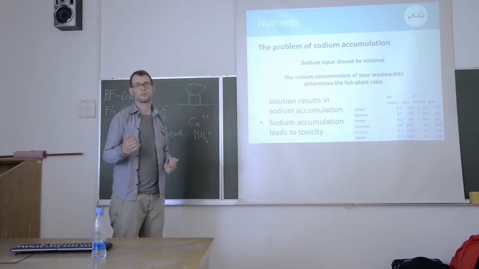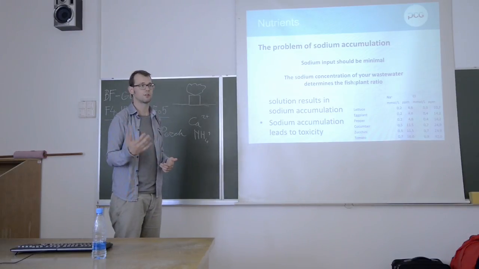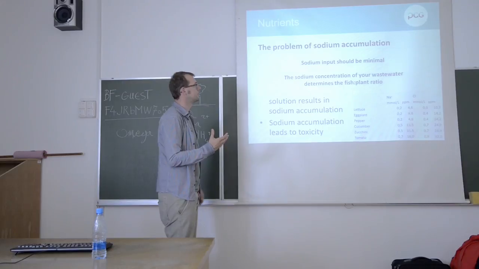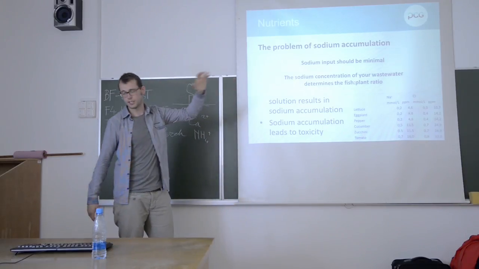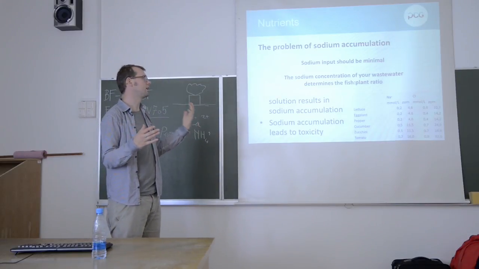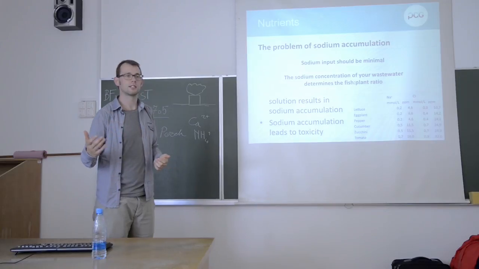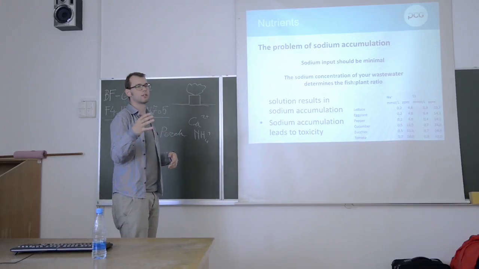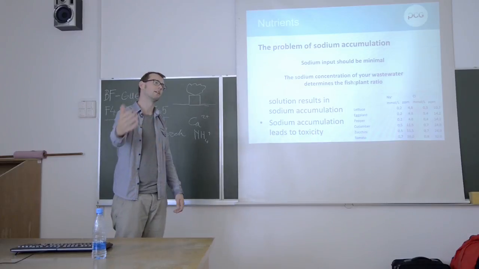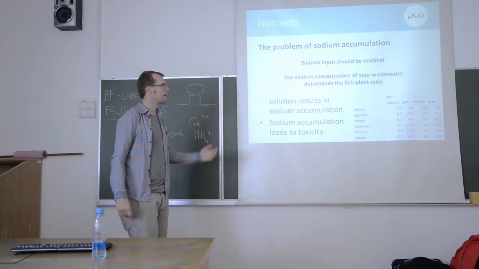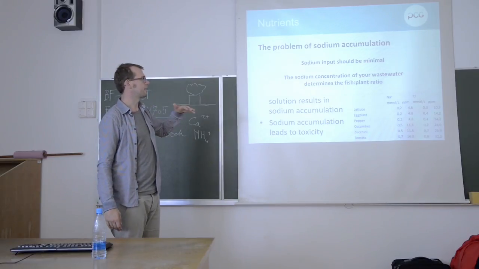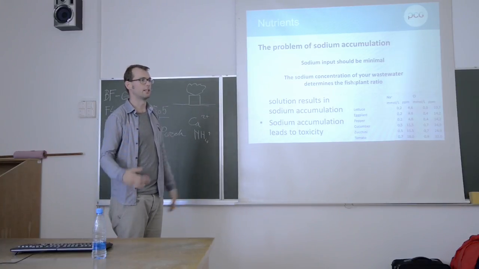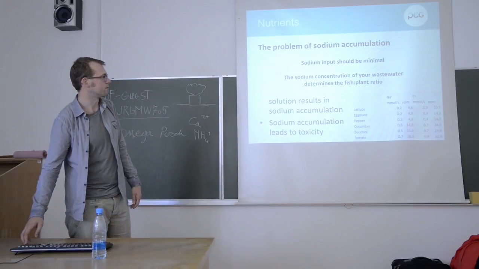Sodium input should be minimal, first from your fish feed, so choose a feed with the least amount of sodium that's available for your fish species. And then the sodium concentration. The thing that we use to determine what should be the ratio between fish and plants is the sodium concentration in your wastewater. We don't look at how much nitrate, for instance, is supplied by the fish feed. No, we look at how much sodium is supplied. We keep that at the maximum level that we can use to recirculate the water, and then all the other nutrients we add just by adding chemical fertilizers.